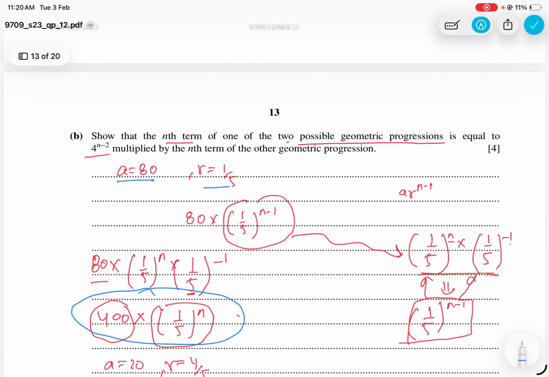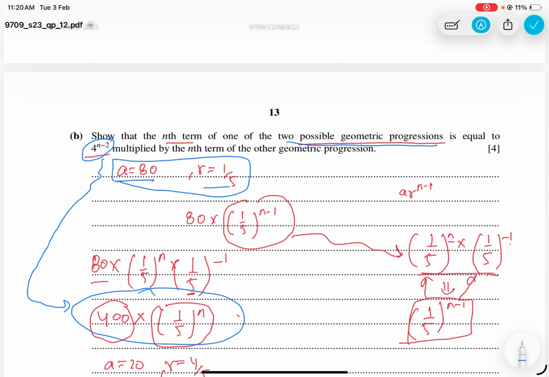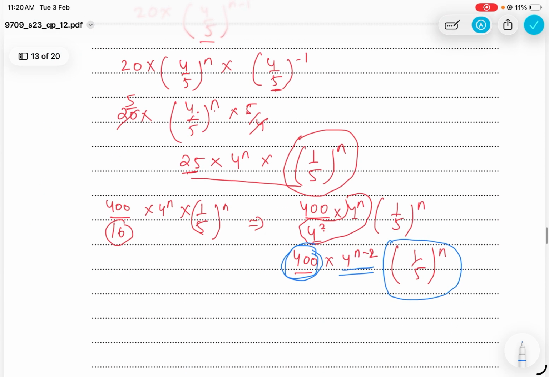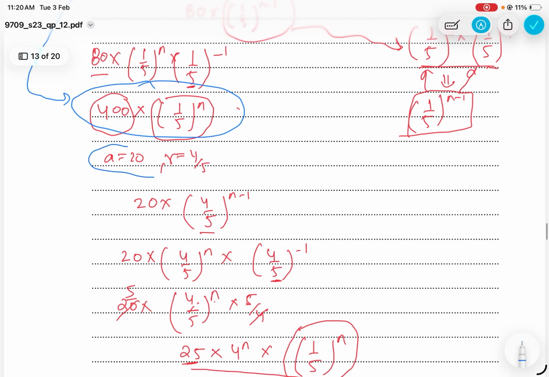See, two possible geometric progressions. Yes, we have two possible geometric progressions. If we multiply 4n minus 2 by the nth term of the first one, we get the nth term of the other geometric progression. This is the same thing which we have done. We have multiplied 4n minus 2 by the nth term of the previous geometric progression, and we got the nth term of this geometric progression. What we have done in this question is the same formula we have applied, segregated them, minus 1.